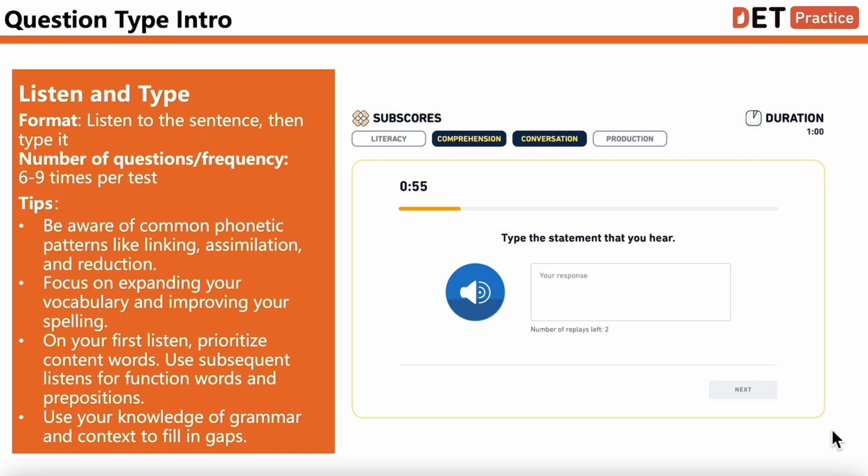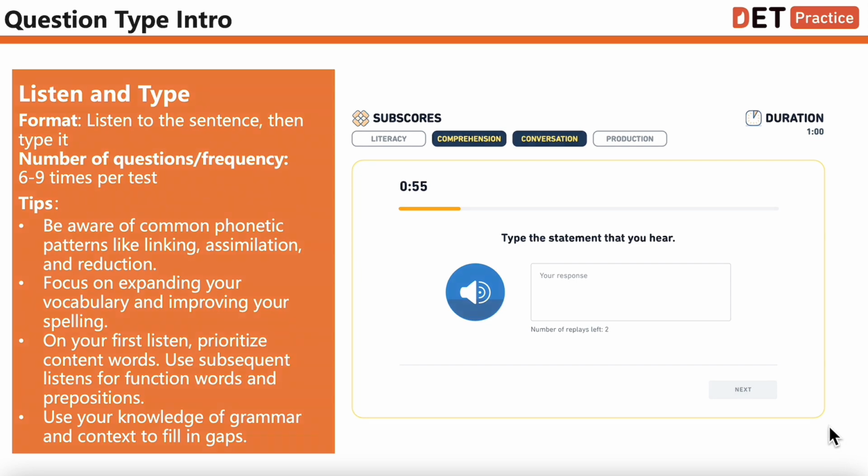When presented with this question, sometimes the sentences are longer, so you can first focus on remembering the content words, such as nouns, adjectives, and verbs. In the second and third listens, you can fill in the function words, such as prepositions and particles. While listening, you can also leverage your grammatical and syntactic knowledge along with context to fill in the blanks. This concludes our introduction to this question type and some general test-taking tips. Next, let's discuss answering strategies.